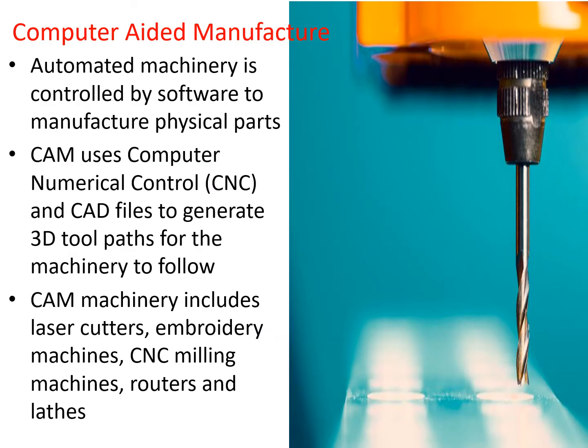CAM stands for Computer Aided Manufacture. This is when automated machinery is controlled by software to manufacture parts. CAM uses computer numerical control, CNC, and CAD files to generate toolpaths for the machinery to follow. CAM machinery can include laser cutters, embroidery machines, CNC millers, routers and lathes.